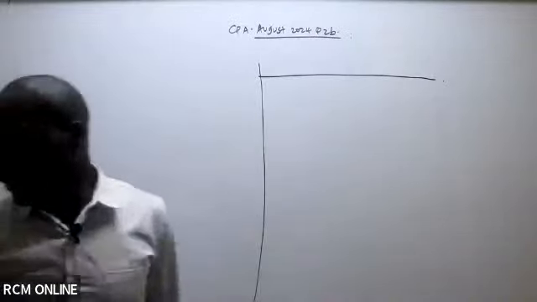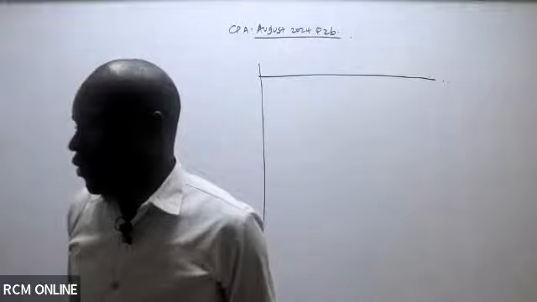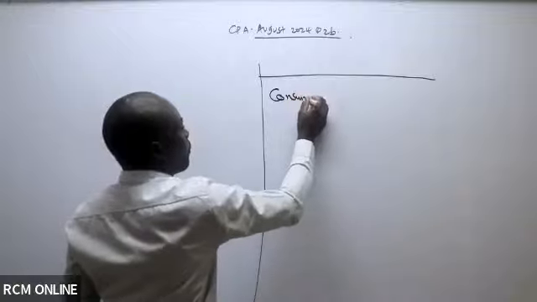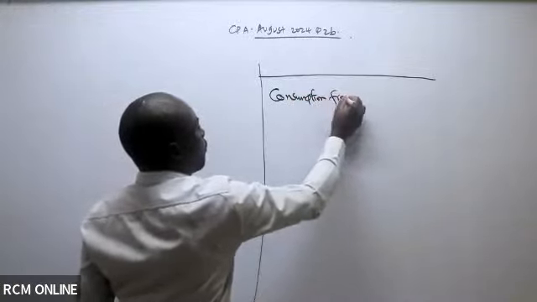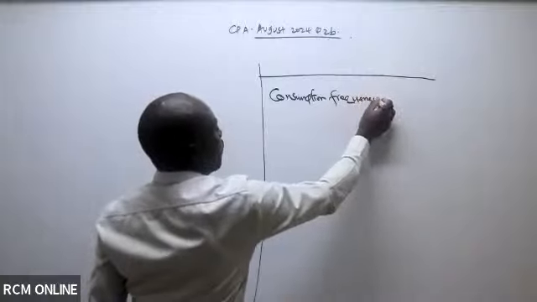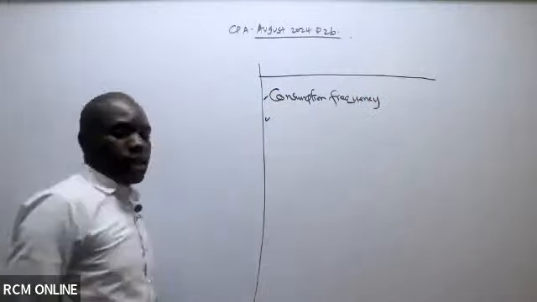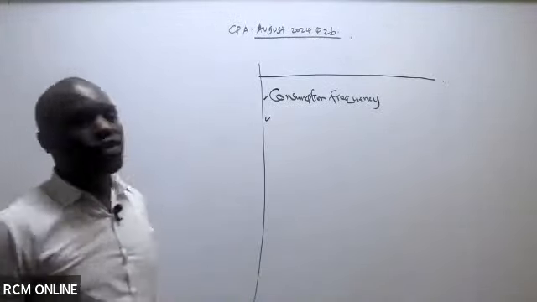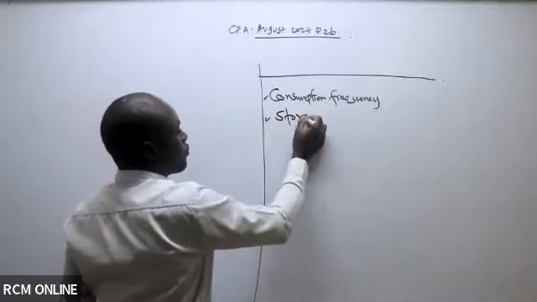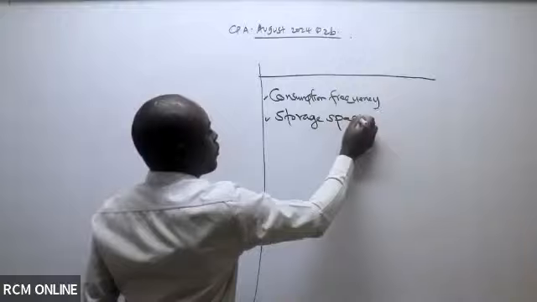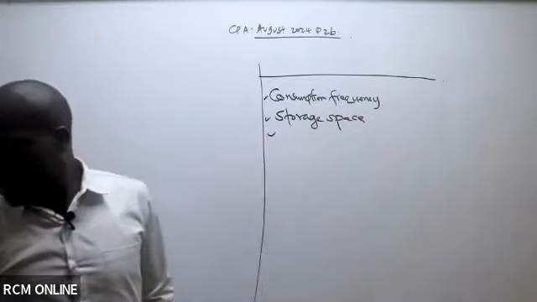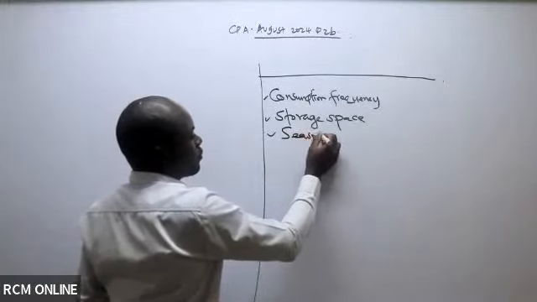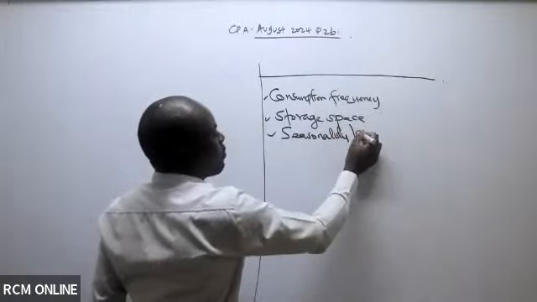Res, can you just mention some of those factors? Consumption frequency, thank you. Consumption frequency, right? Any other factor? Rate of consumption, daily usage, consumption level, storage space, thank you. Seasonality of products, thank you. Seasonality. Or availability, right?